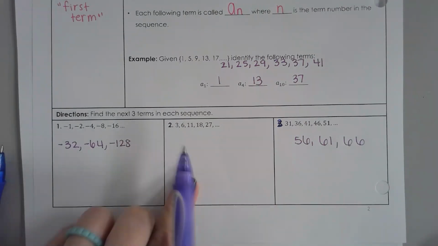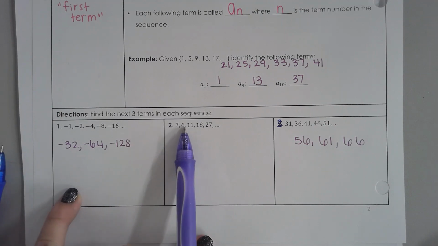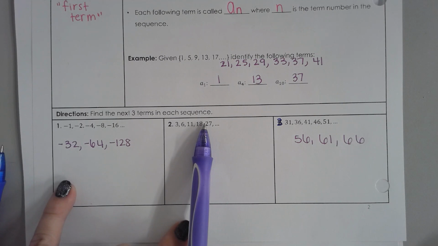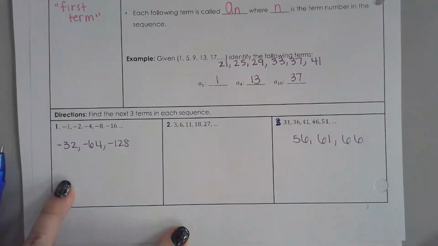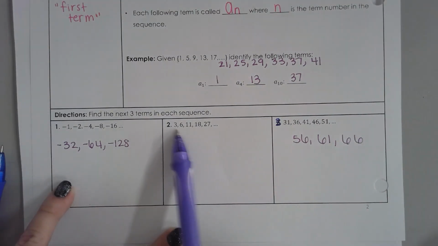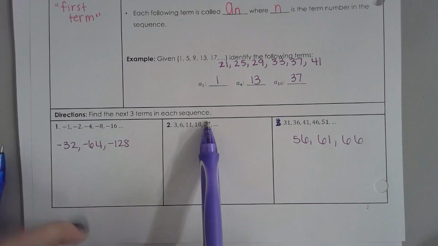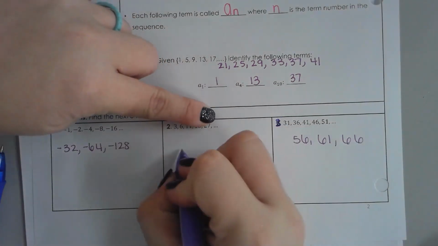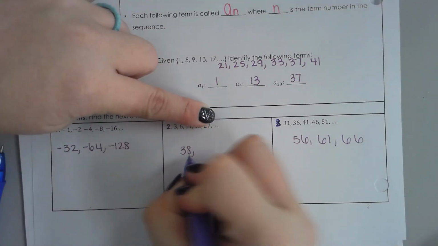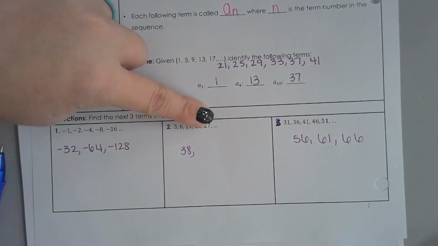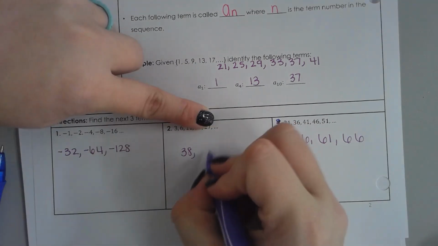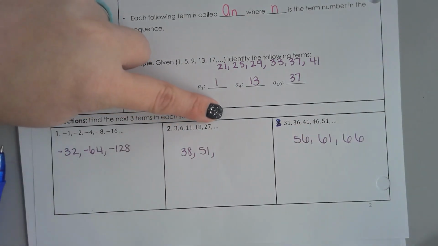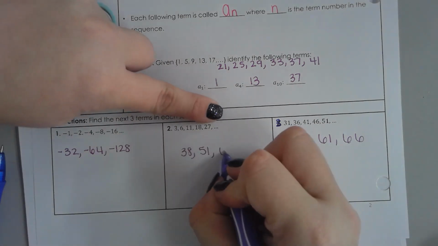The one in the middle, that one was the tougher one. So this one, you're going up by 3, up by 5, up by 7. So the number that you're adding is increasing by 2 every time. So 3, 5, 7, 9. So I need to add 11, which would be 38, plus 13, 51, plus 15, 66.